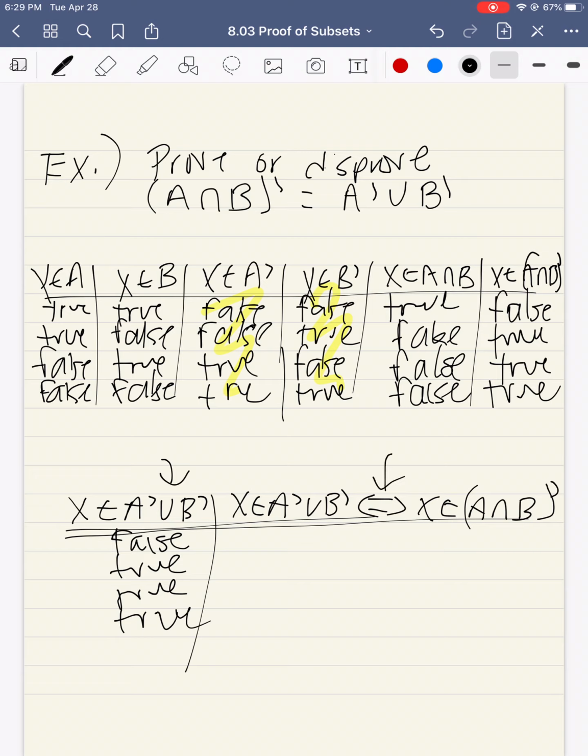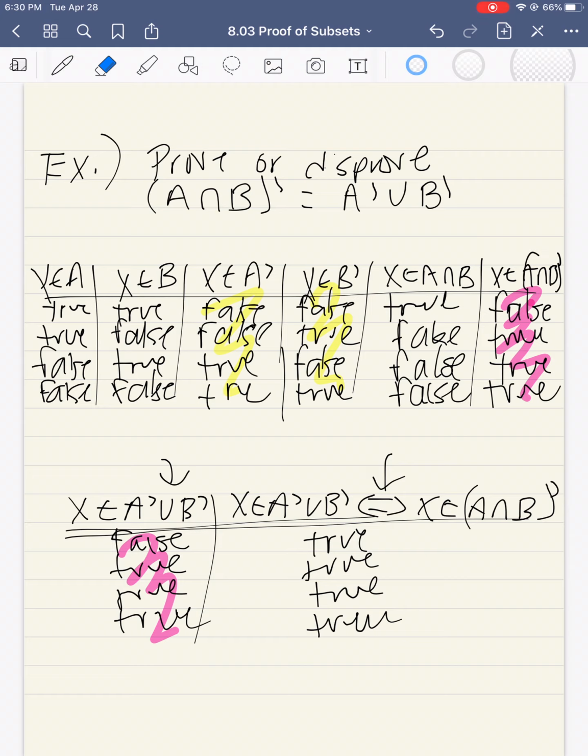So again, if and only if is true if they have the same truthhood. So now I'm looking at this column here and this column here. So I have false, true, true, true, false, true, true, true. So that is true all around. And as you can see, I've ended with a tautology.